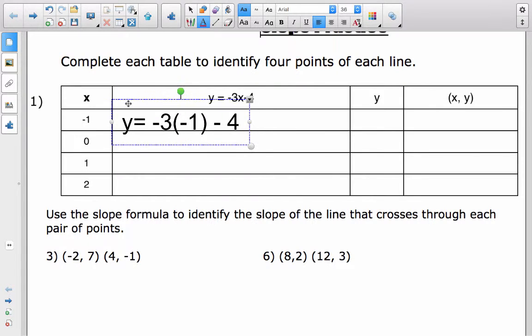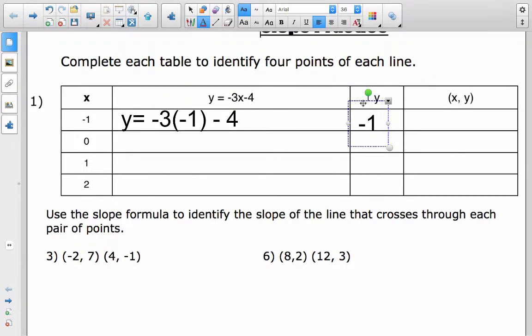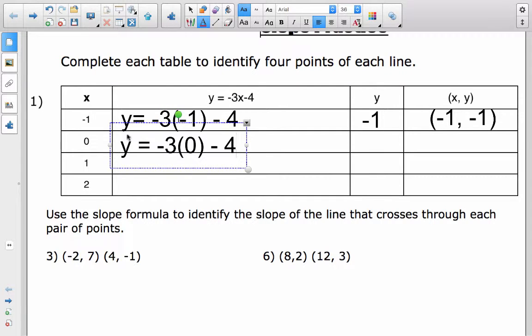And if I solve that, I follow order of operations. So negative 3 times negative 1 is positive 3, and positive 3 minus 4 leaves me with negative 1. So one pair that falls on this line is negative 1, negative 1. My next x value is 0. So again, I'm going to replace x with a 0. So y equals negative 3 times 0 minus 4.